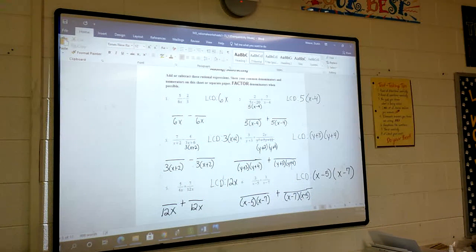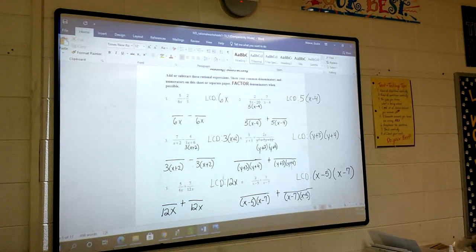So what you want to do, we found the least common denominator for these. Now we want to multiply each fraction by what it's missing, and then we can add them up straight across. Now, the only two I haven't given you that are on today's, let's go through it real quick. Number 7 and 8, okay?